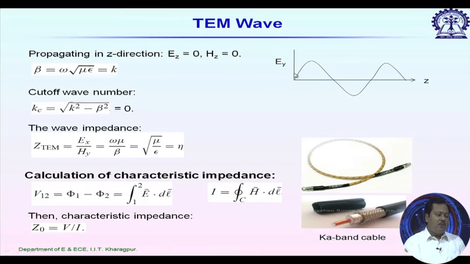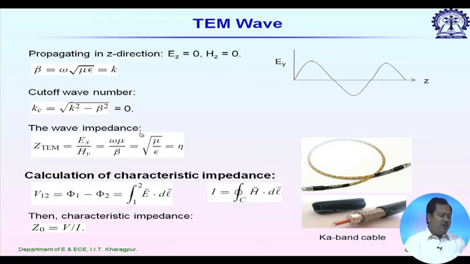It has Ey and Hx components. So, by definition Ez equals 0 and Hz equals 0, and beta can be given as omega square root of mu epsilon, that is equal to k, and the cutoff wave number kc is equal to square root of k squared minus beta squared, which is equal to 0. So, it is interesting to note that the cutoff wave number kc is 0. That means it does not have any cutoff frequency. So, it can start propagation right from DC.